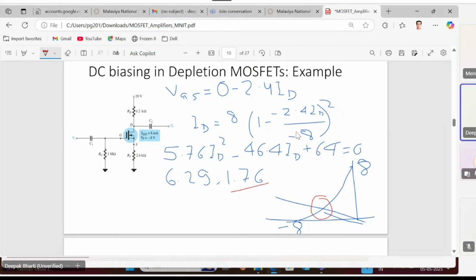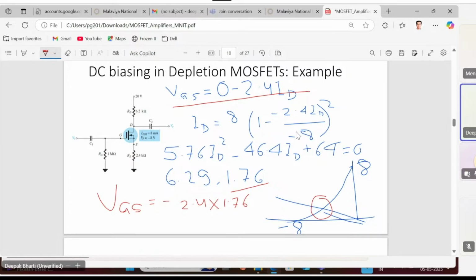Then what will be the VGS? We have this equation, VGS equal to minus 2.4 ID. So VGS will be equal to minus 2.4 times 1.76. So this will become the VGS. In this way we can determine the operating point.